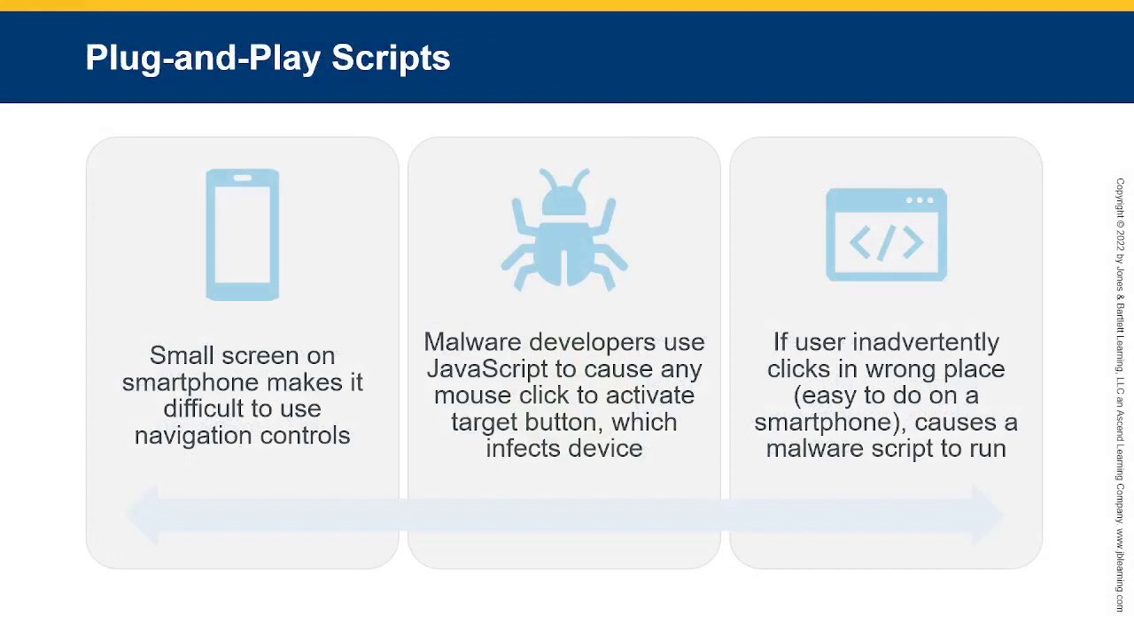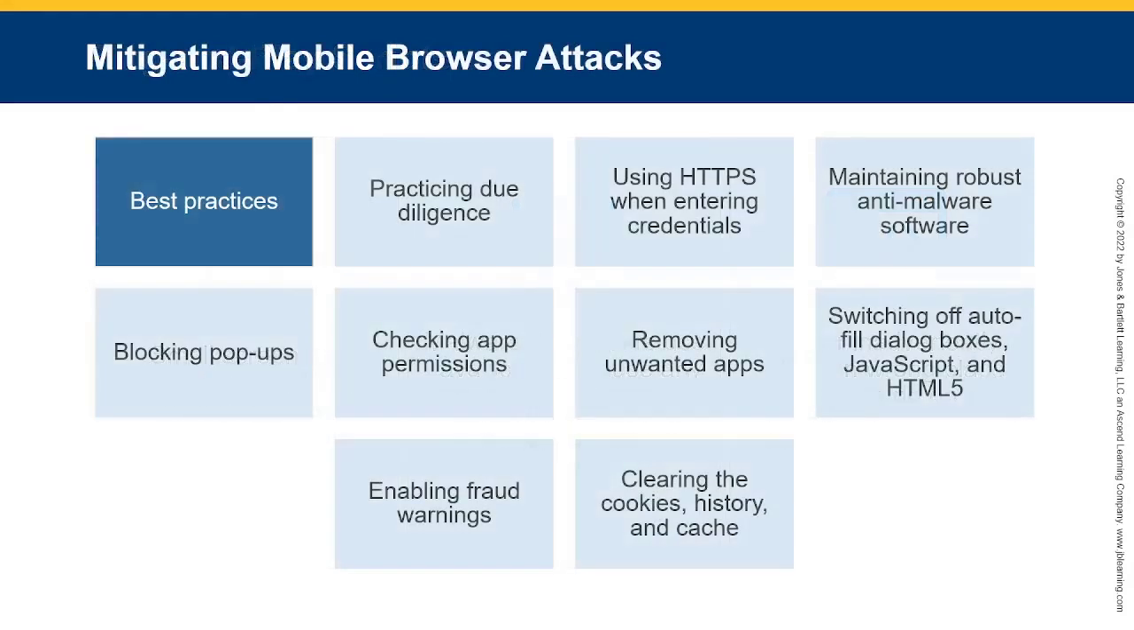You also have plug-and-play scripts. A small screen on a smartphone makes it difficult to use navigation controls. Malware developers use JavaScript to cause any mouse click to activate the target button, which infects the device. If the user inadvertently clicks in the wrong place, which is easy to do, it causes the malware script to run.